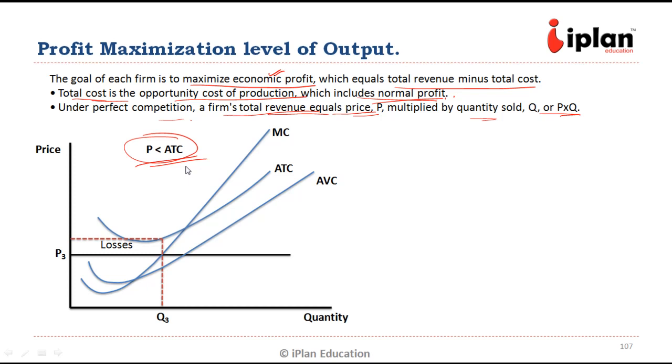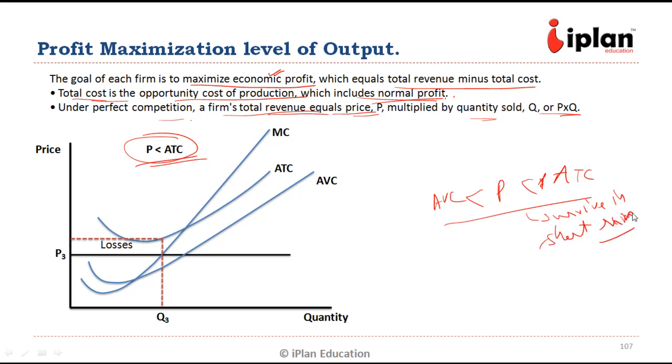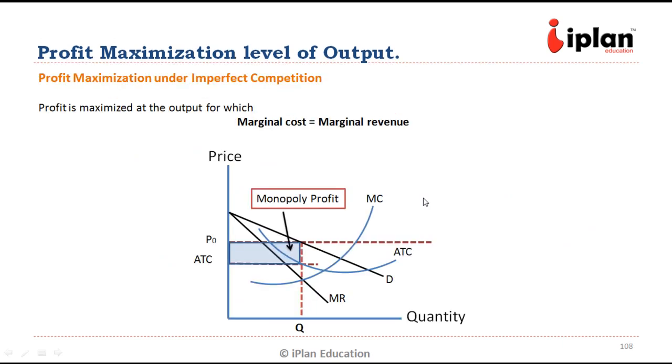We have already seen when the price is above average variable cost and less than average total cost, then it may survive in short run. But if it becomes even less than average variable cost, it will not survive even in short run, it has to be closed down. Let us look at the case in imperfect competition.